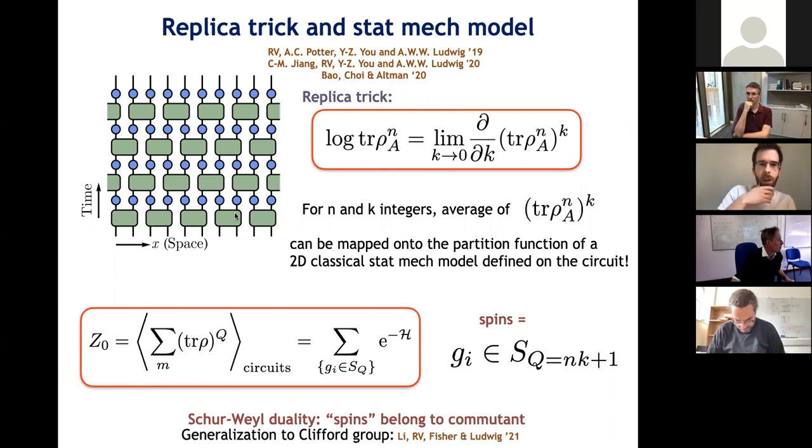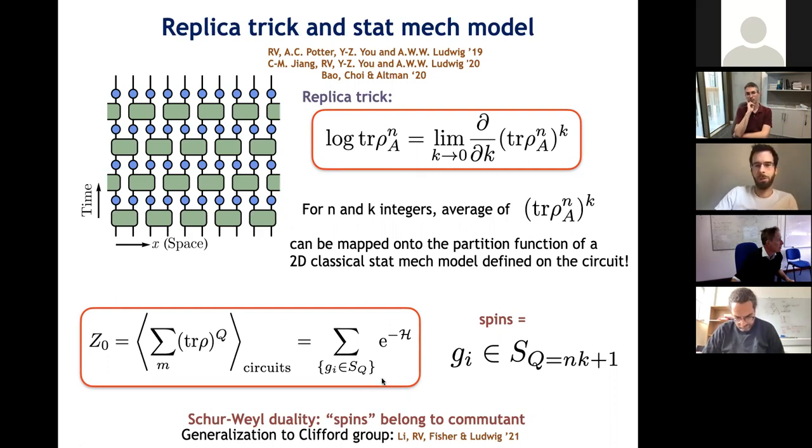So something that people like are Clifford gates that you can simulate up to long times, and we can also formulate statistical mechanics models for those. So why is that useful? Well, we have a better handle, of course, on 2D classical stat-mech models than we do on the original problem of computing entanglement entropy in some quantum circuit with measurements.